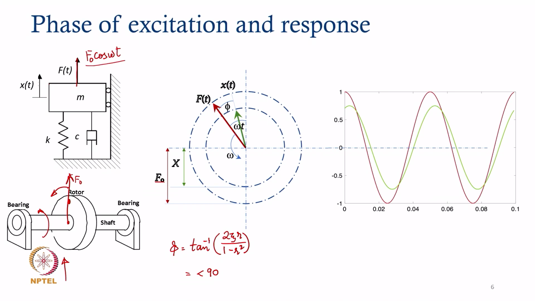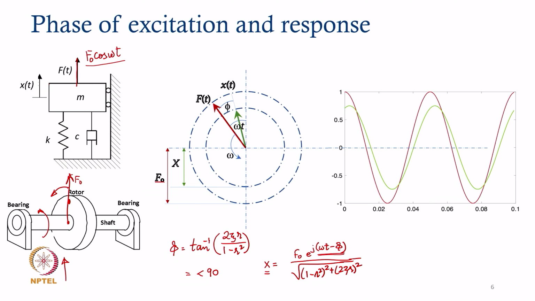Now, if I plot the response, which was given by capital X f naught e to the power j omega t minus phi over square root of 1 minus r square whole square plus 2 zeta r whole square, with this expression, the x will have a value given by this, and it will have a phase given by phi. Now, what is the physical meaning of this phase angle is what is shown here.